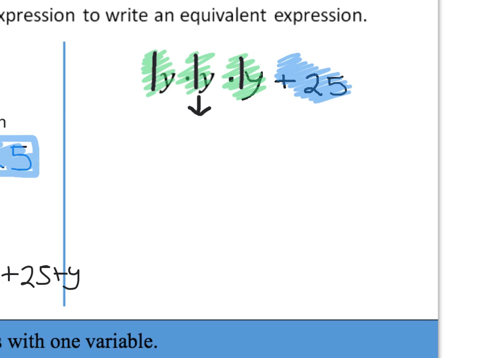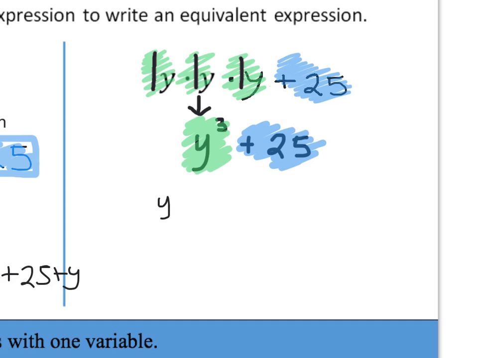this is repeated multiplication, and repeated multiplication can be written as y to the third power plus 25. Because these are grouped into two different categories, one has a variable term, the other one does not, I have to leave the problem as is. So please know that y to the third power plus 25 is the same thing as y times y times y plus 25. These are equivalent expressions.